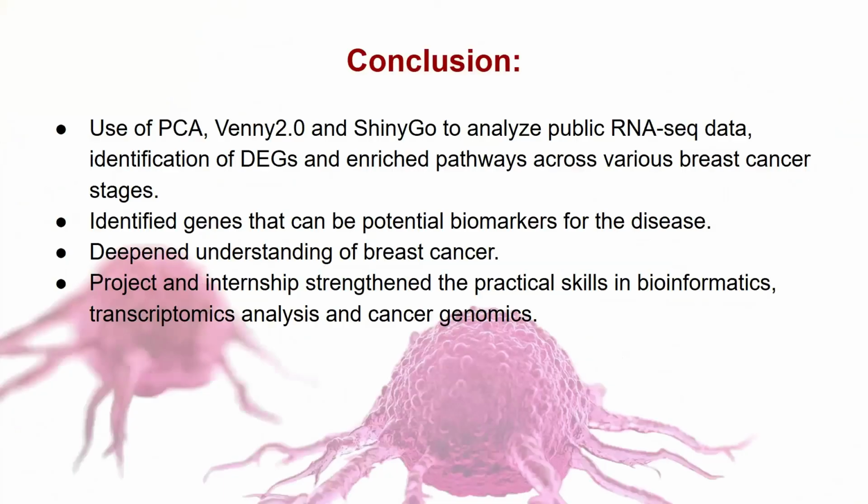To conclude, using PCA, GEO2R, Venny 2.0, and ShinyGO, I identified significant differentially expressed genes and pathways. 535 common DEGs were found across all stages of malignancy. Key genes like CEACAM6, AGR2, SLC6A14 may serve as strong biomarkers. This project not only deepened my understanding of breast cancer genomics, but also enhanced my practical skills in transcriptomic data analysis and bioinformatics tools.